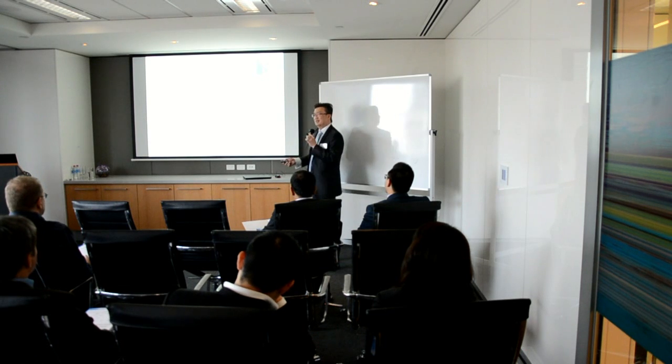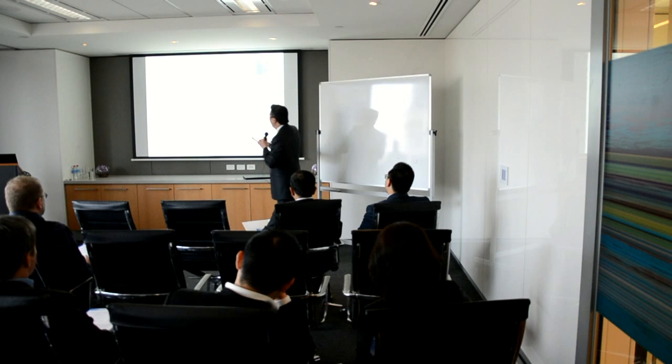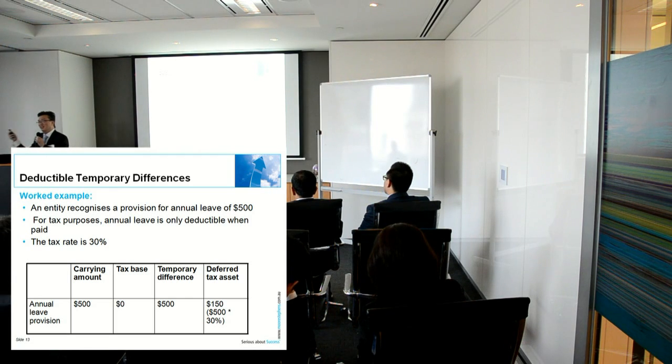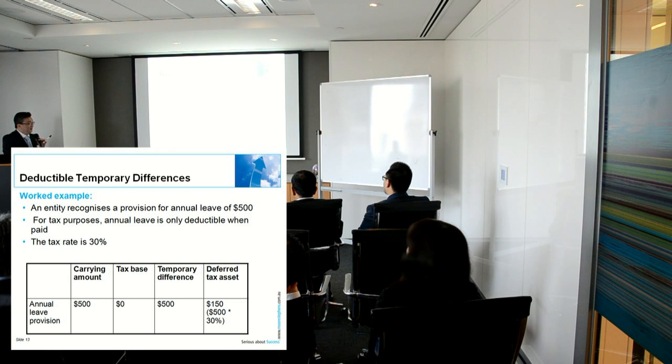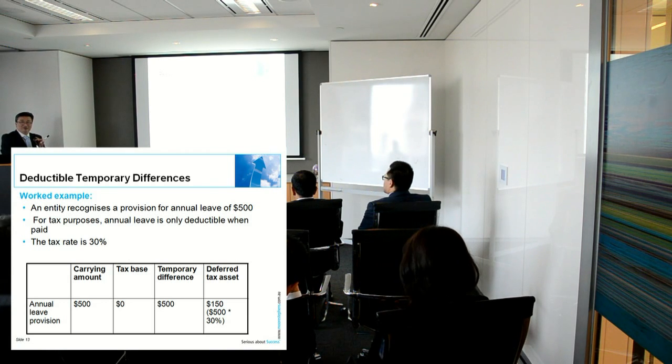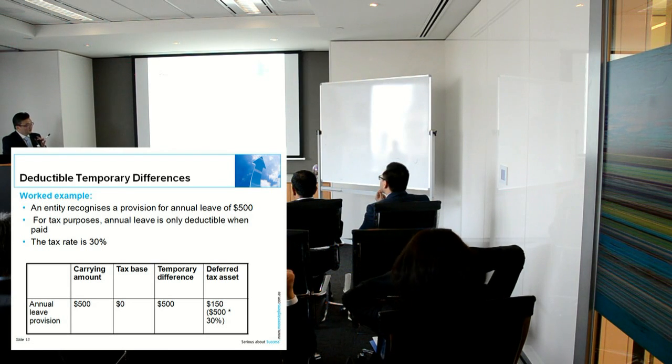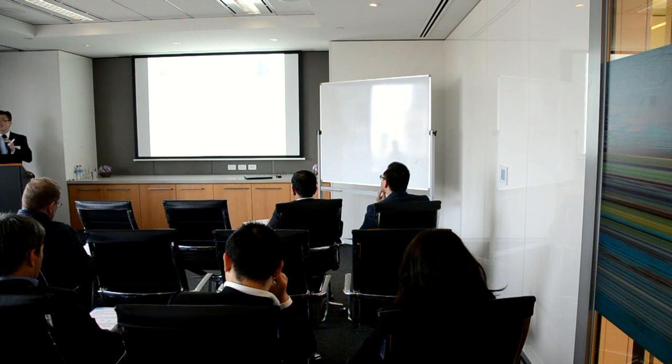So pretty easy concept. Just another quick simple one. If you had a provision for annual leave of $500, and I said provision for annual leave, add back, not incurred, not liability for tax purposes, tax base is 0. It's going to reduce your tax in the future, so it's a deductible temporary difference, and gives you a deferred tax asset of $150.